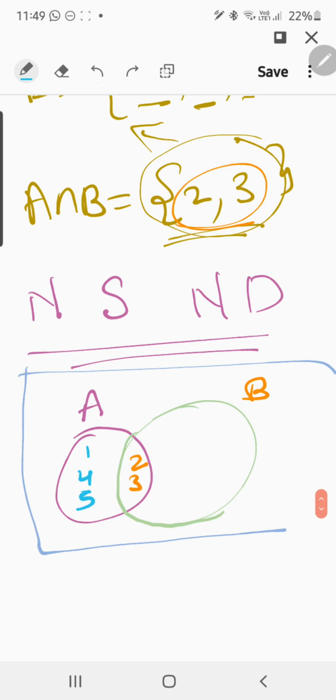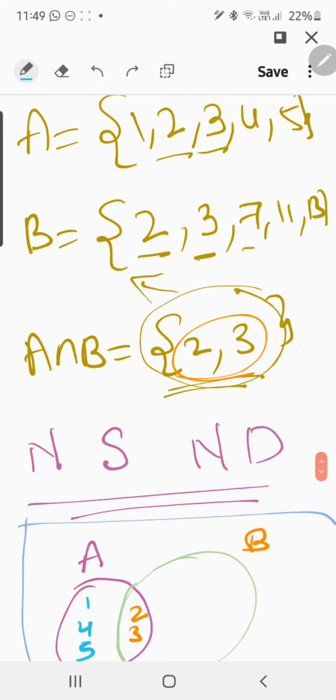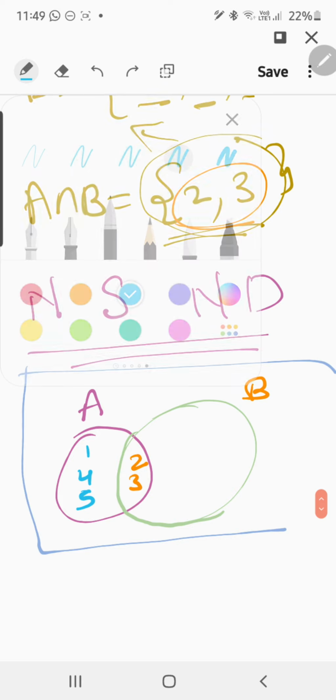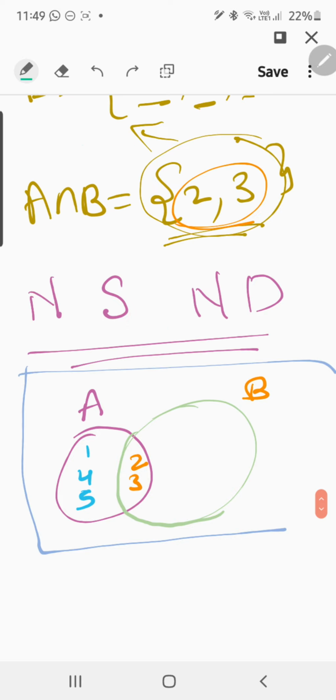For set B, how do you write? 2 comma 3 is already there in the Venn diagram. 7, 11, 13 is missing. So I am drawing here 7, 11, 13. These are your elements. This is how you have to proceed. Hope you understand it clearly.